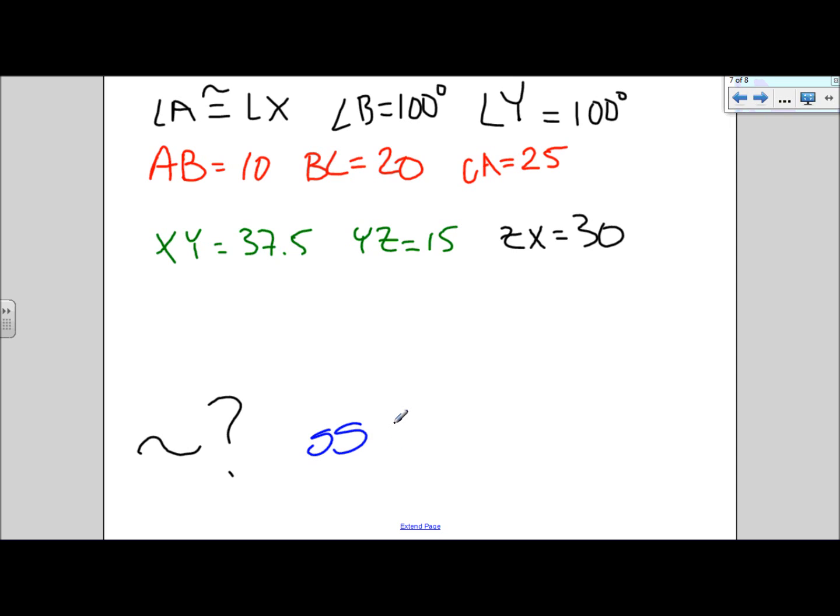So hopefully this is a good start to similarity of triangles. Again, at this point, we're finding everything: 3 angles, 3 sides. Make sure you have that scale factor.